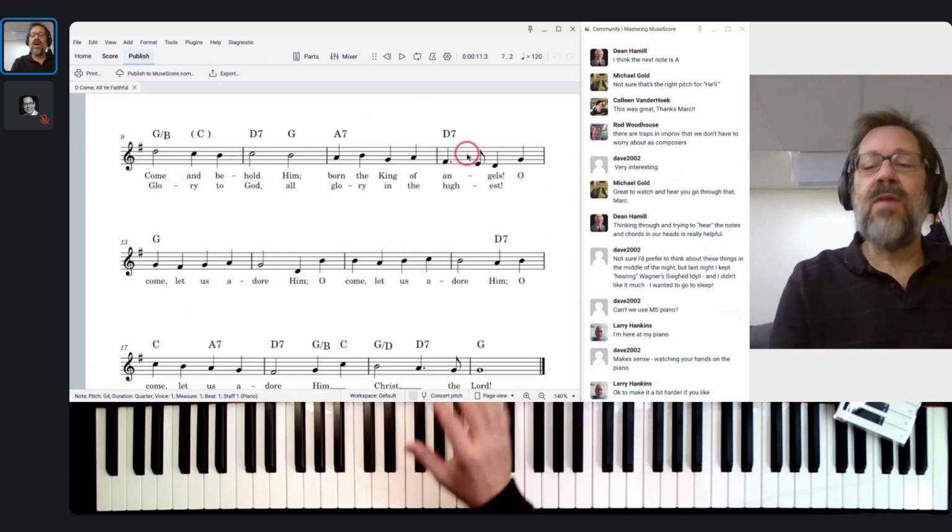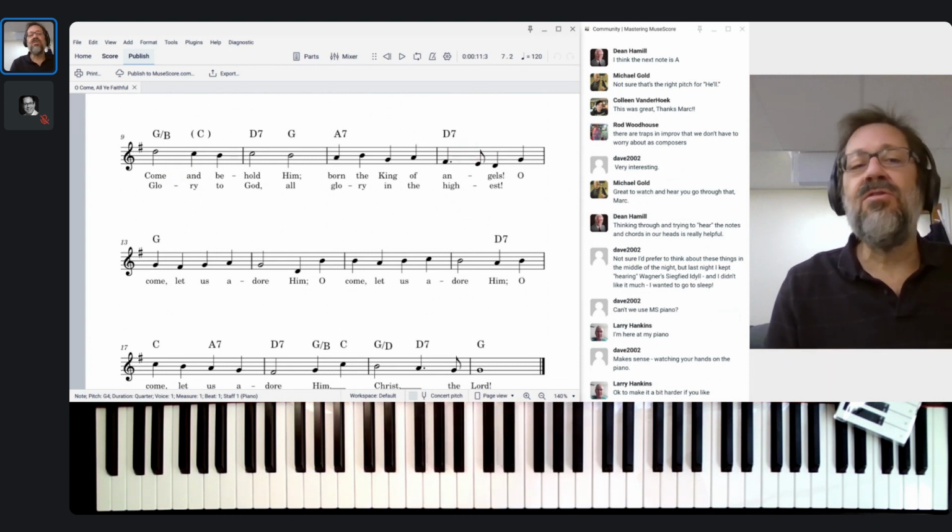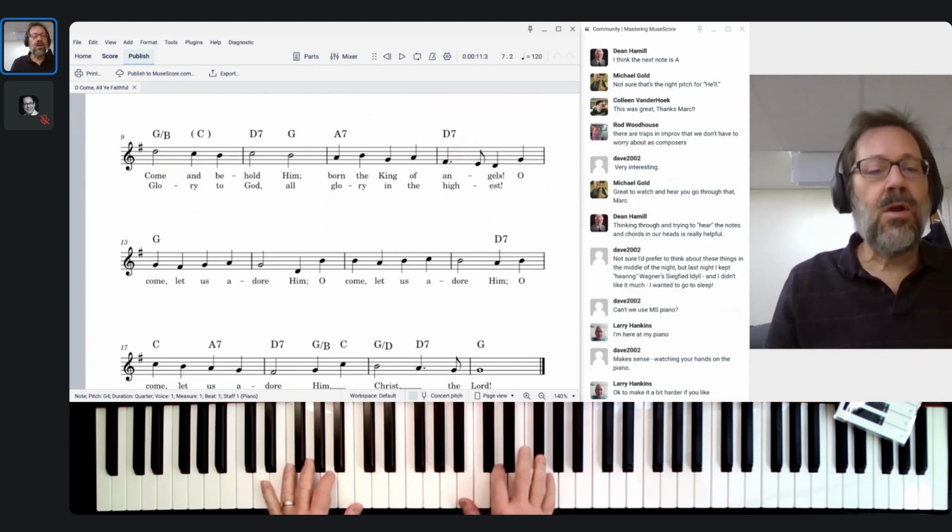The chords go by a little faster here. And let's try to do the same thing. One chord at a time.